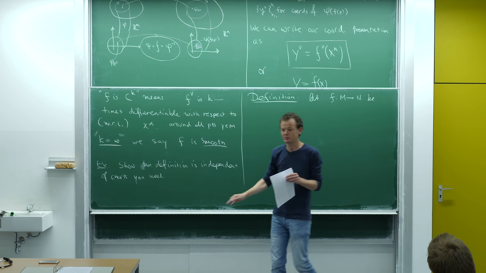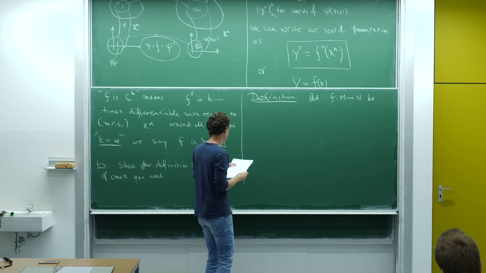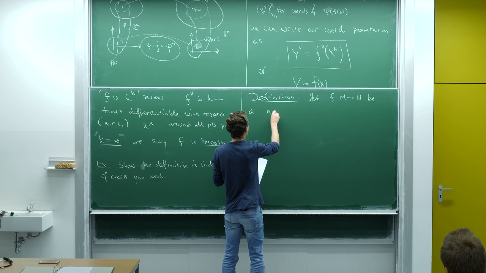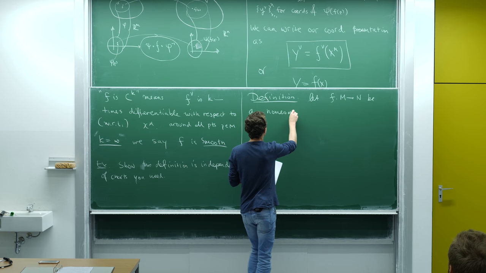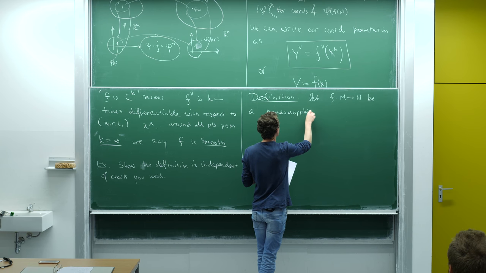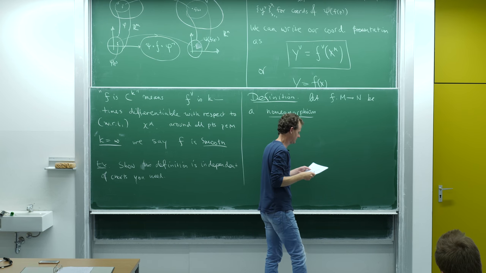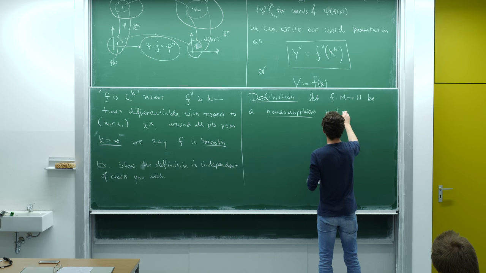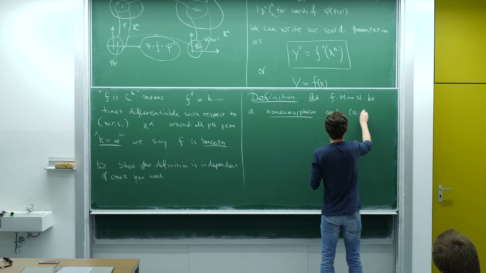So let F be a map between two manifolds. But not any map, we're going to take quite a special one. It's at least got to be continuous with a continuous inverse. That's what homeomorphism means. But it's going to be even more special than that.